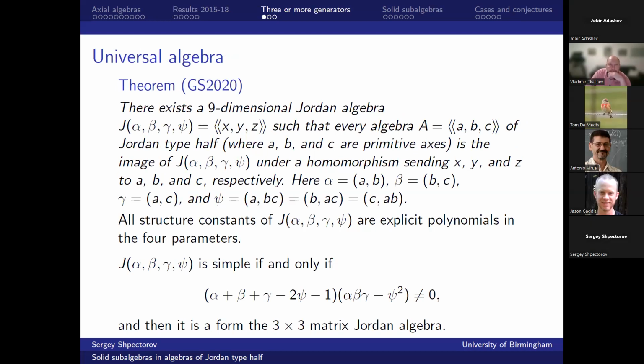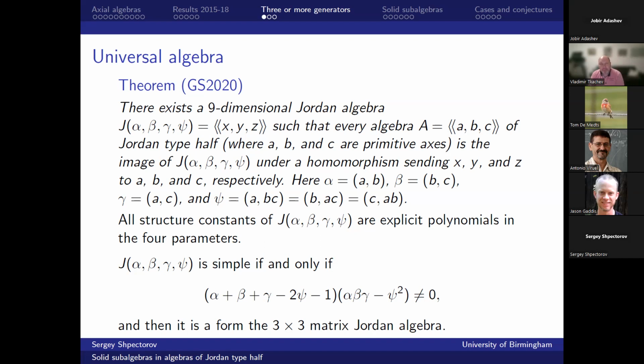Okay, so we discussed the case of two generated algebras in detail. There is a similar result from 2020 by Gorshkov and Staroletov. They classified all algebras which are three generated algebras of Jordan type half. So, I mean, every algebra, you have a similar description in terms of some universal construction.